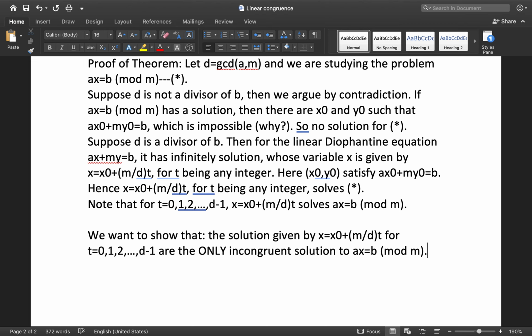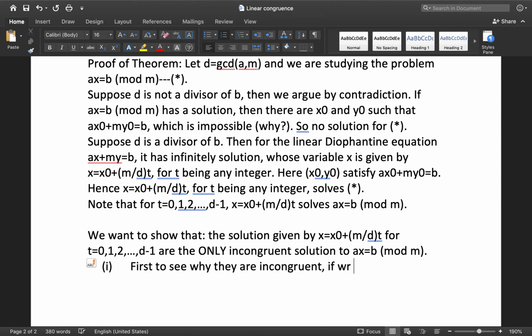So let's see why. Now there are two parts you have to show. First, you have to show they're incongruent. The other thing is you have to show that if you have another solution, then that solution must be congruent to some of those d members. These are the two things you have to prove. So let me do it in this way. Part one: first, to see why they are incongruent.